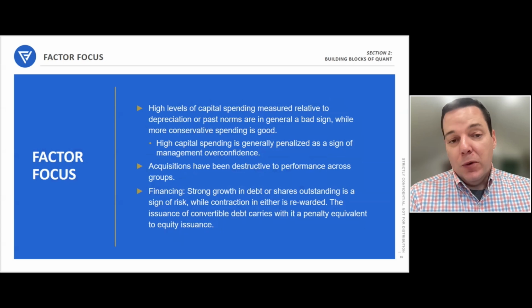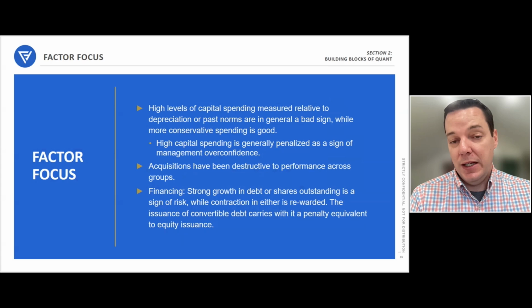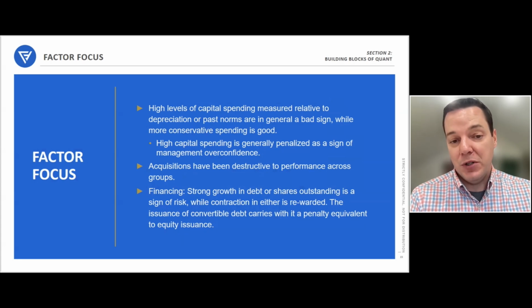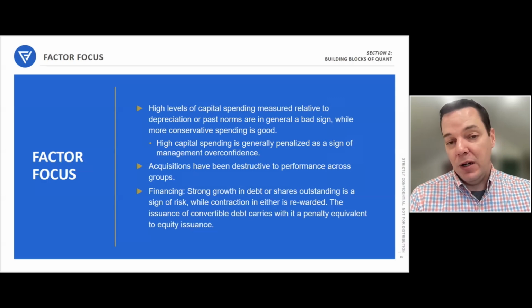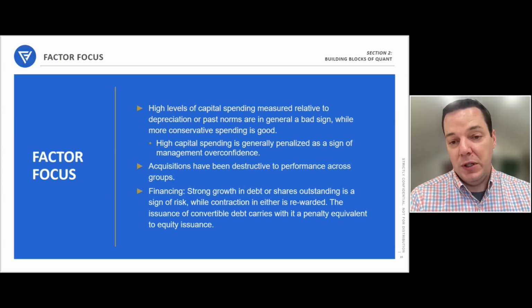So I mentioned before, high levels of capital spending relative to depreciation or past norms is generally a bad sign, right? We don't want to invest in companies, at least from a capital deployment perspective, when you see a management that has a great new idea. We're trying to avoid those stocks where they're spending 30% more CapEx than they did last year, and everybody else in the sector is at 5%. That's more a sign of management overconfidence, or management getting in over their skis, compared to a company that is consistent when it comes to its capital expenditures.